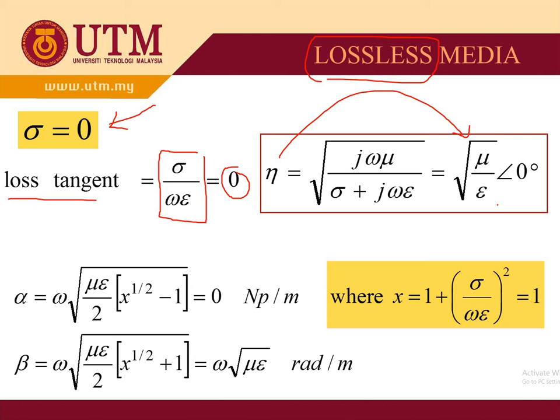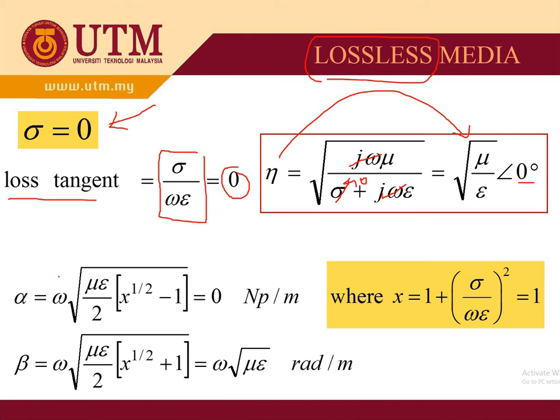Why does this happen? Because your sigma here is 0. Like what I told you in the previous lecture, the lossy media will be treated as fundamental, so this is where we further simplify the equation accordingly. In this case, with regards to lossless media where sigma equals 0, you only have j omega mu and j omega epsilon, so you can cancel out, then you have mu over epsilon, and the angle is 0 degrees.